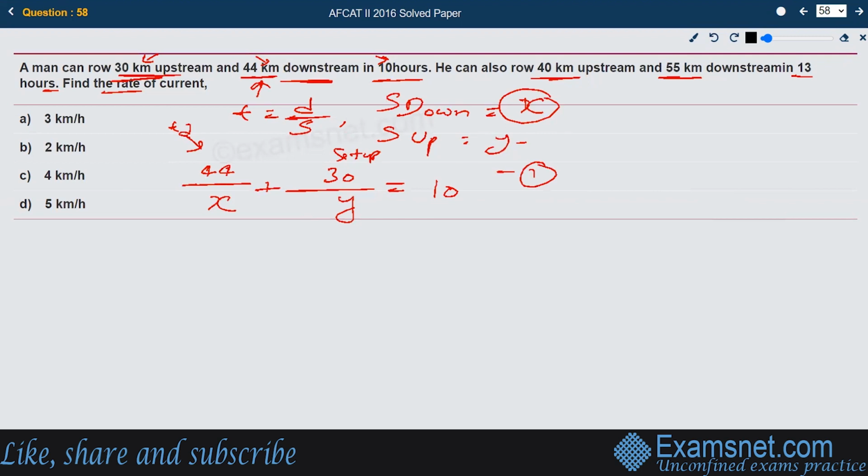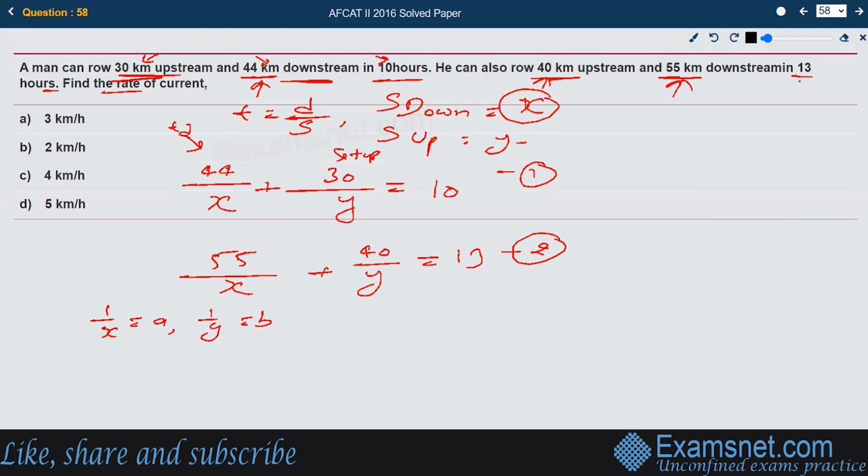Then he has again said 40 km upstream and 55 km downstream in 13 hours. So the downstream distance is 55, speed is again X, plus upstream distance is 40, the speed is again Y, is going to be 13. This is my equation number 2. To make it simple, equation number 1 and 2, let me do one thing. Let me take 1 by X as A and 1 by Y as B to make it simple and easy solving.